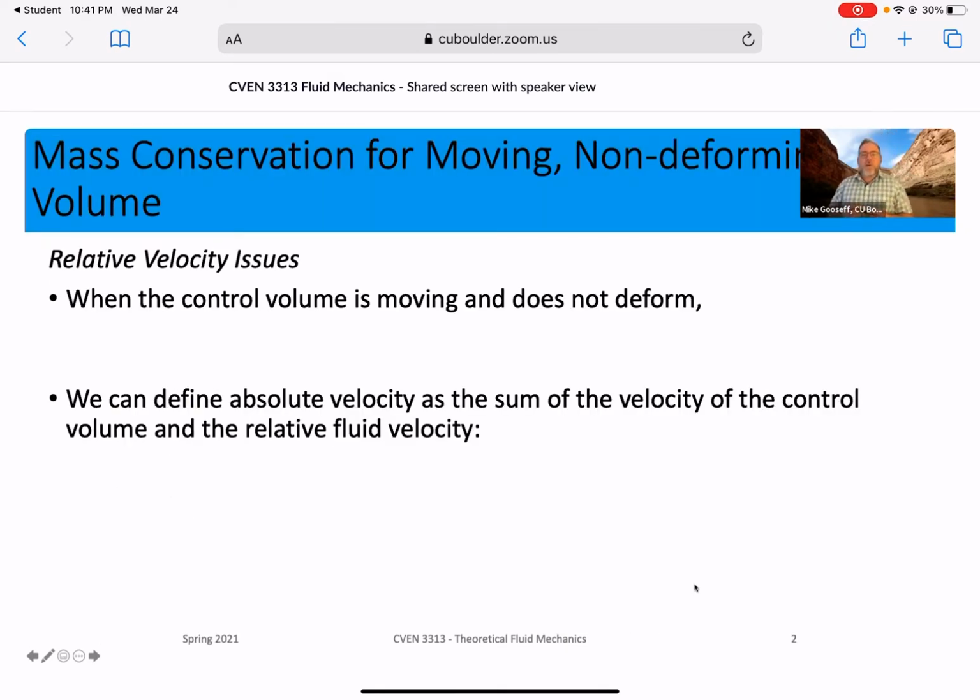Okay, so what do we mean by this? Let's talk through this a little bit. We want to look at mass conservation for moving, non-deforming control volumes. So when the control volume is moving and does not deform, so it's not a balloon, we could think about a rotating object like a sprinkler.